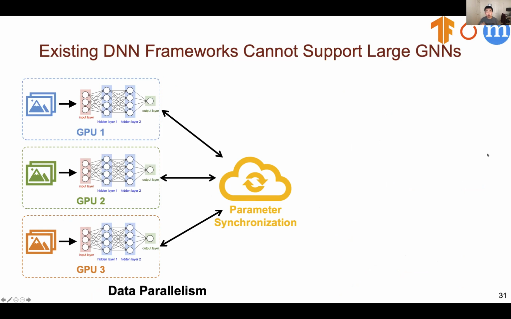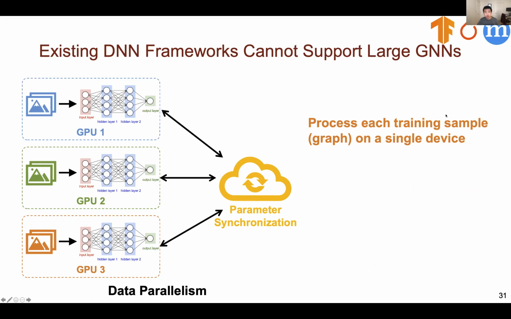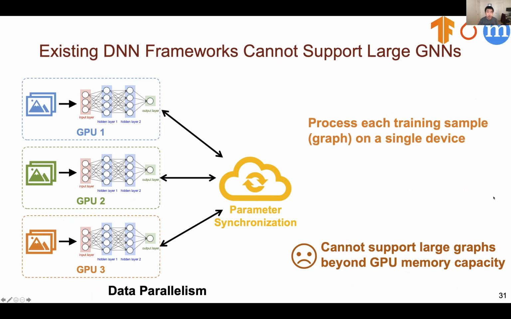And existing deep learning frameworks also cannot support very large graph neural network training. This is because if we run GNN training using data parallelism on existing frameworks, we end up processing each training sample, which will be a graph here, on a single device. As a result, data parallelism really limits the scalability of GNN computation because we cannot support large graphs beyond the capacity of a single GPU device.